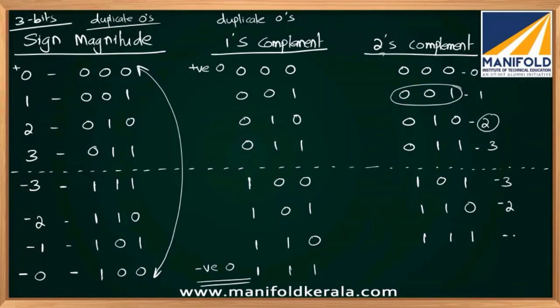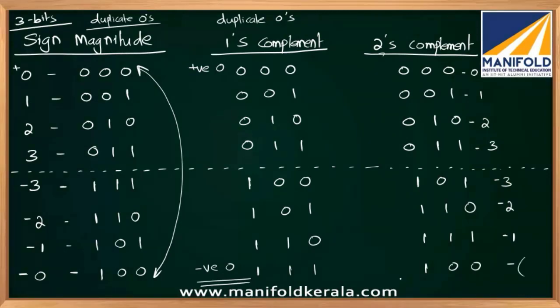Now, is there any string missing here? There is one string missing. Which string is missing here? It is 1 0 0. Now can you tell me what this string will represent according to the rules of twos complement representation? Please understand, if the first bit is 1, it always has to represent a negative number. So definitely it is a negative number.